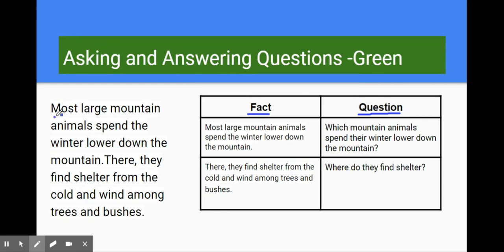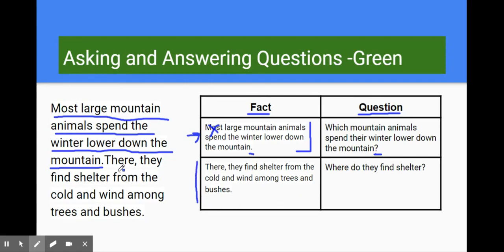We're going to take this first sentence, and it is going to be our fact that we're going to restate into a question. And we have it here. All right, now we're going to use which to create a question. Which mountain animals spend their winter lower down the mountain? Now, we just restated the question. We took out most, and we have a question mark, and we took out our punctuation mark. Which animals? Now we're asking which animals. We're trying to be more specific as to find out what animals actually spend their time in the winter lower down the mountain.